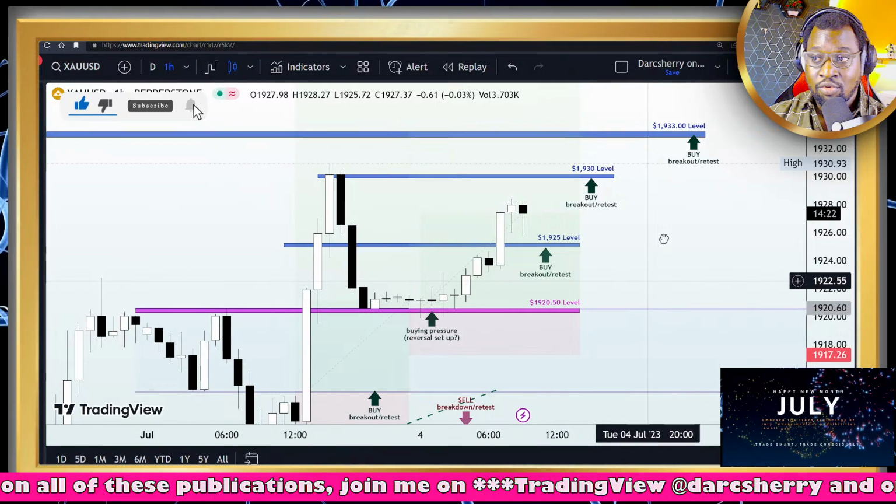Now, if you look at the structure here, we have a low at the beginning of the week, though we had a little breakdown of the structure, which was immediately followed by an engulfing bullish candle, thereby negating any selling attempt around that area.